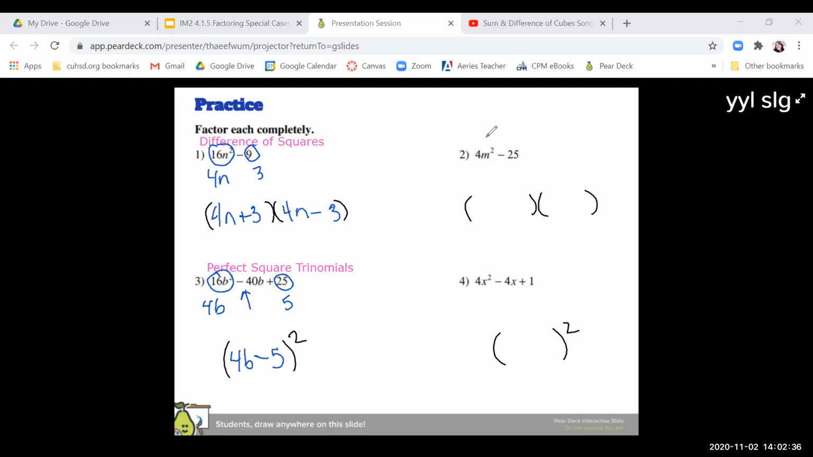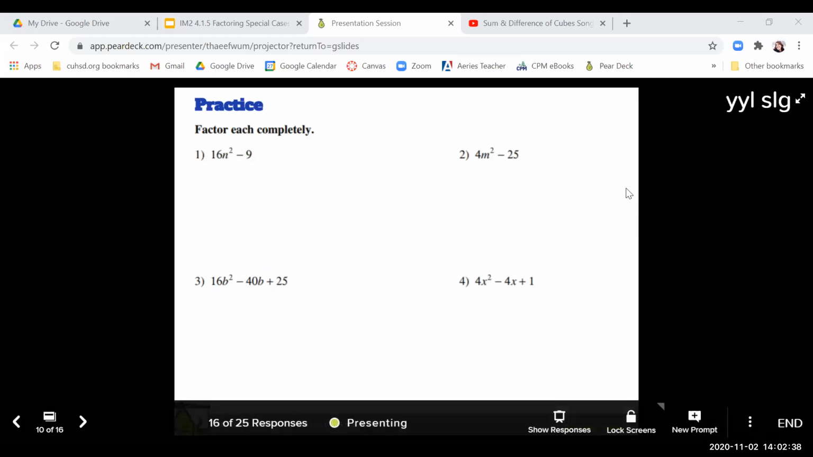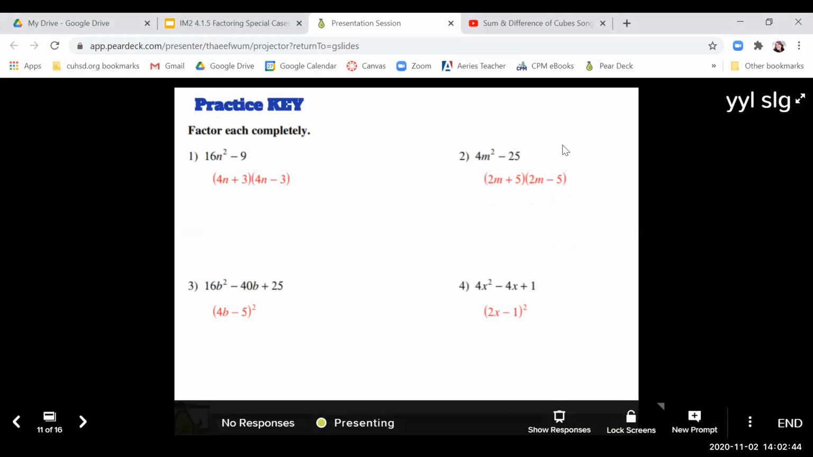Okay, I'm going to clear mine. Let's check our work on the next slide. All right, so double check your answers. Is this what you got for number 2 and number 4? All right, so those were the major learning goals for today.